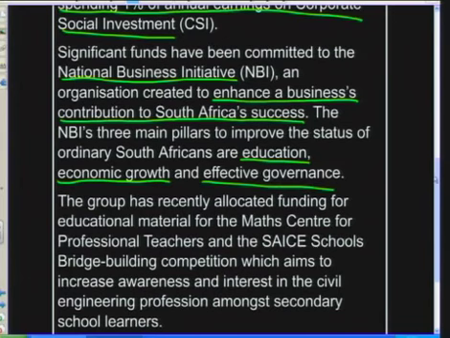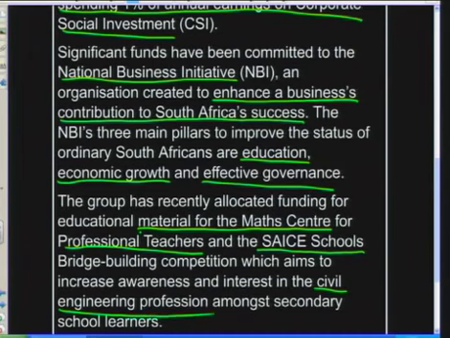Right, the group has recently allocated funding for the educational material for Maths Centre. Now, as you know, South Africa's maths is not one of the greatest in the world, so we need to pick it up, and it's one of our shortages. Professional teachers and the SACE schools. Right, bridge building competition, which aims to increase awareness and interest in the civil engineering profession among secondary school learners.